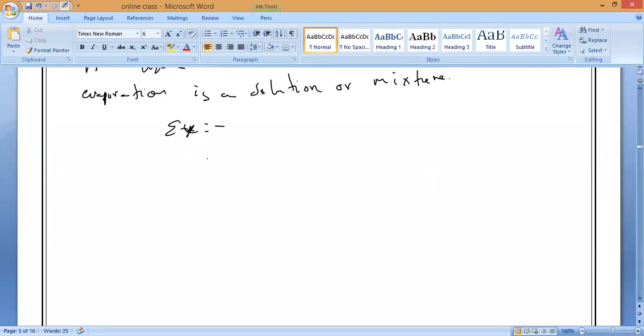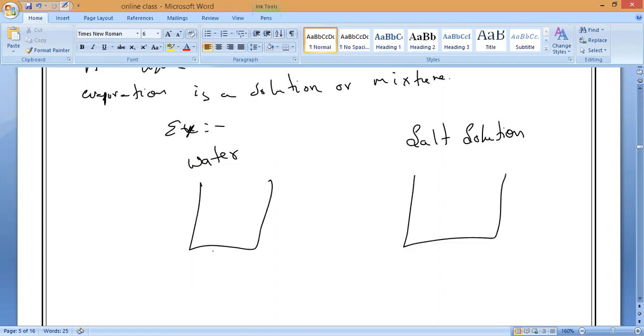Now I will take water in one beaker. I will take salt solution in another beaker. Now you tell me, if I boil both, if I start heating or evaporating, once I fully evaporate the water, will any residue be left here? Is anything left in this beaker? That is my question. Please respond.